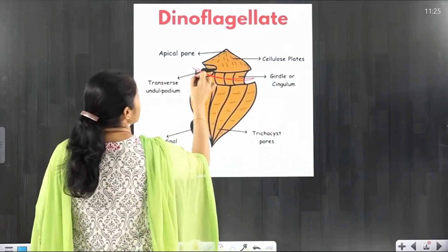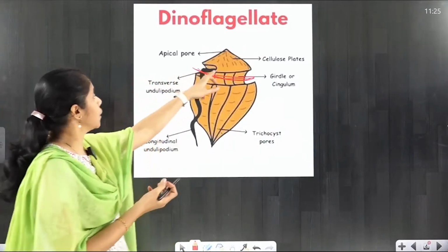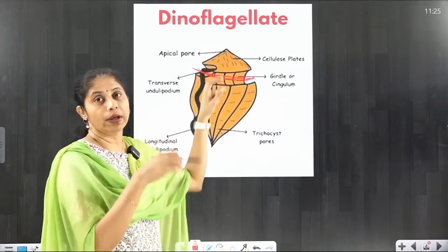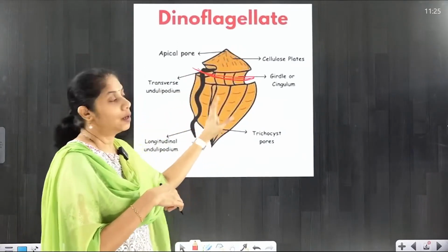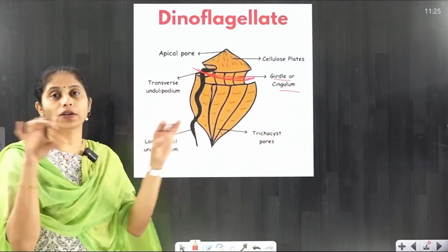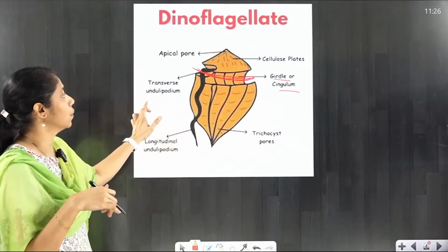Like this, one groove will be there. Upper half and lower half. Upper half is generally small, lower half is big. And there is a groove in between the upper half and lower half. That is called the girdle or cingulum. The transverse area, the horizontal one, is called the girdle or cingulum. That is the transverse groove.